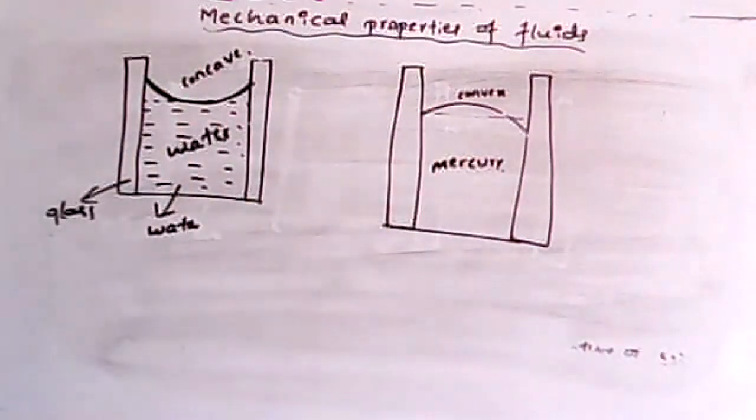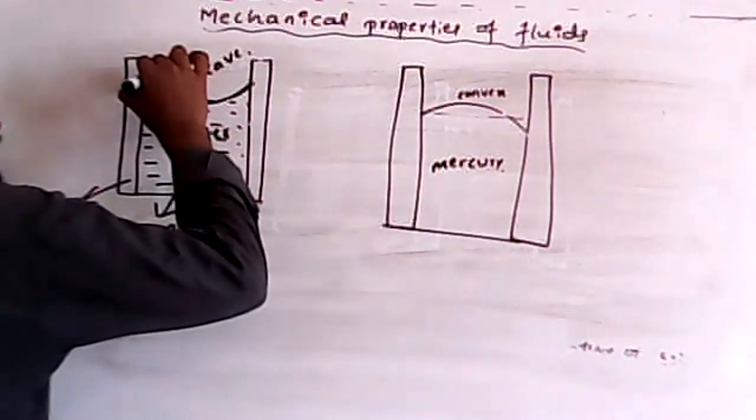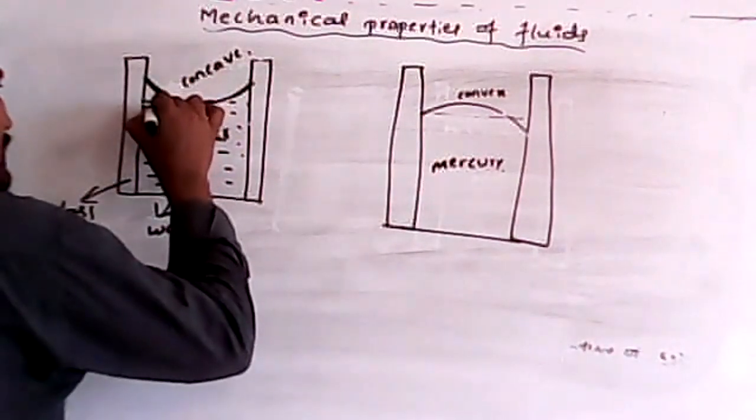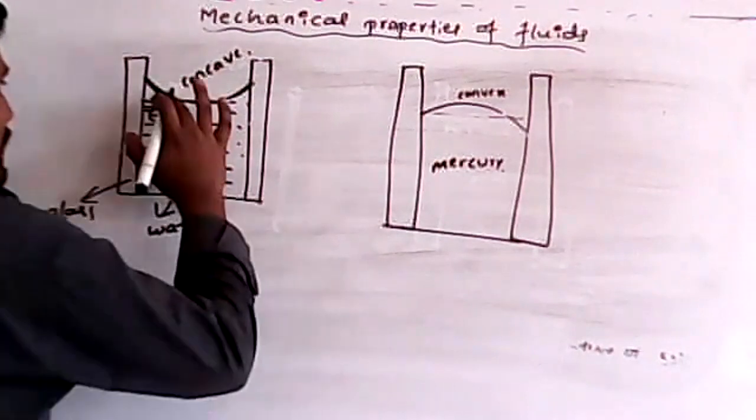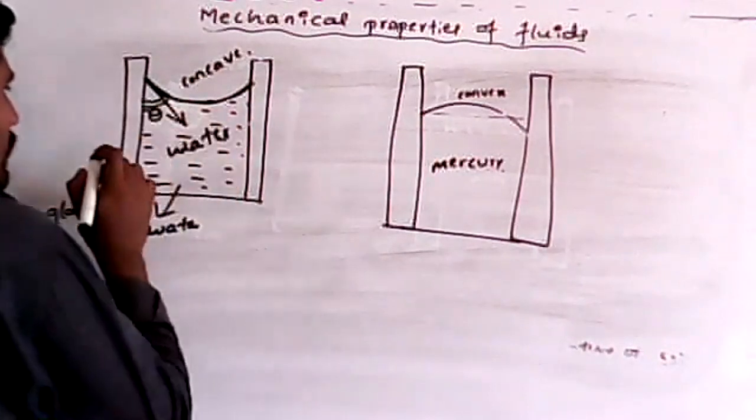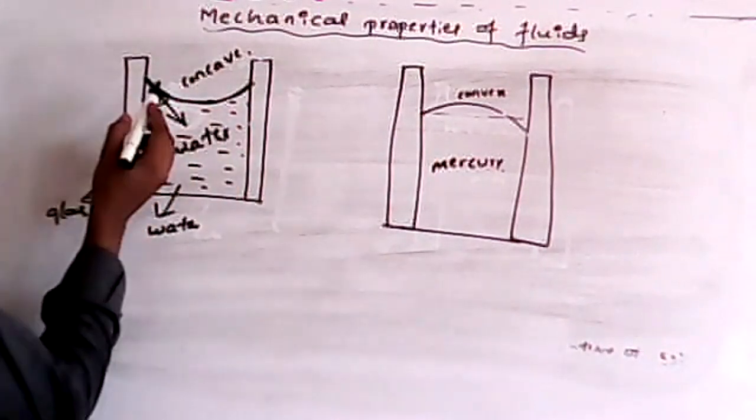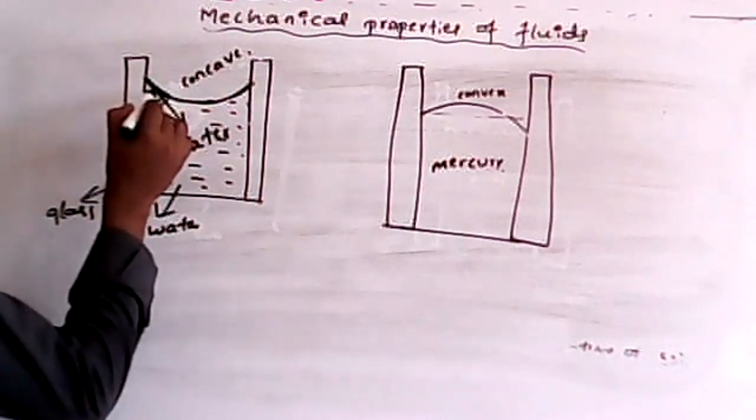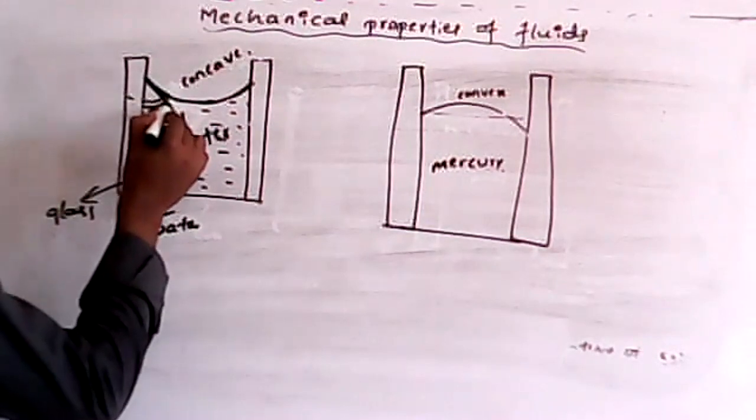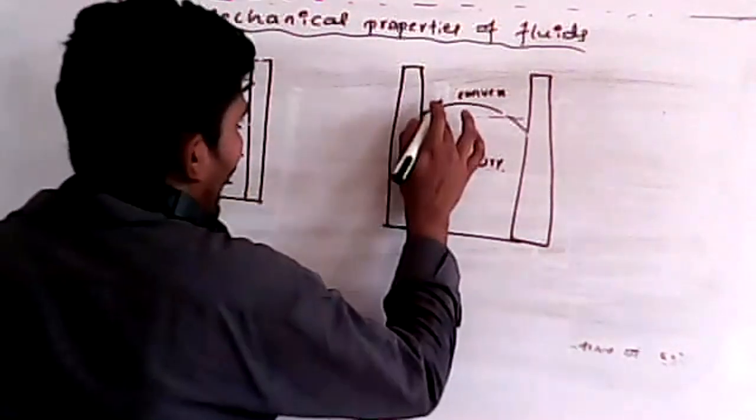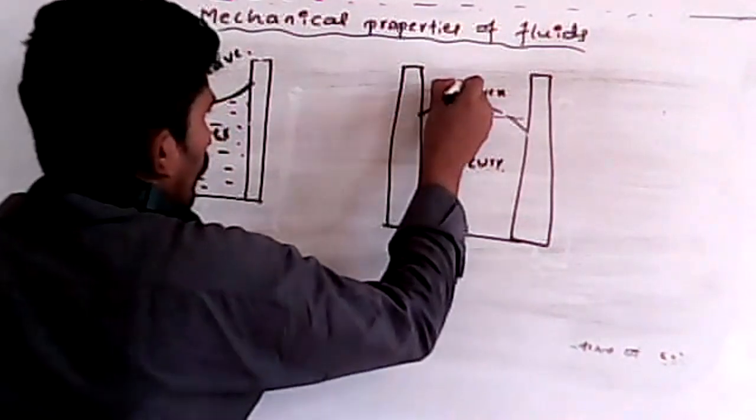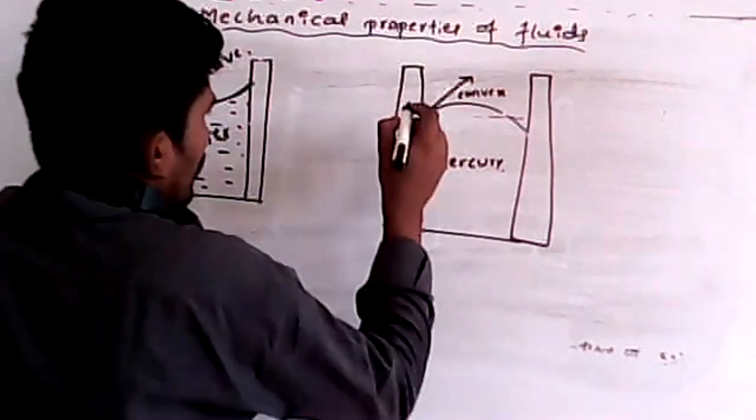Two more points I have to write here. If I take the angle of contact in this way, the angle of contact will be less than 90 degrees. Angle of contact is selected as the point of intersection between the liquid as well as the solid surface. So here the point of intersection is this one, so I have to draw like this.